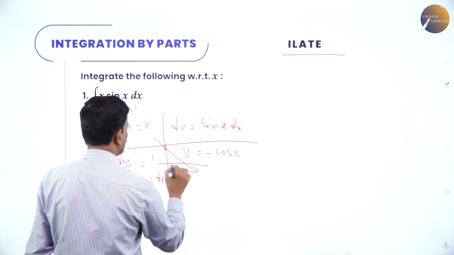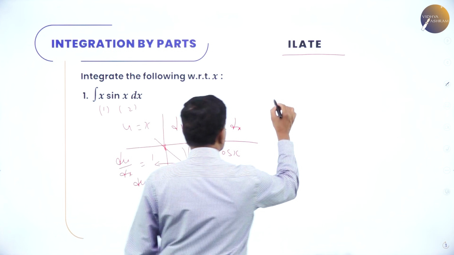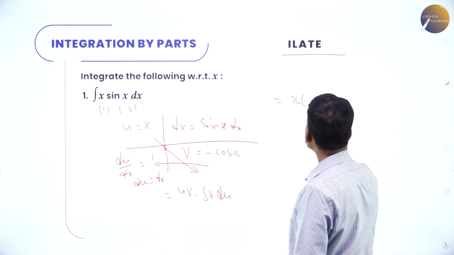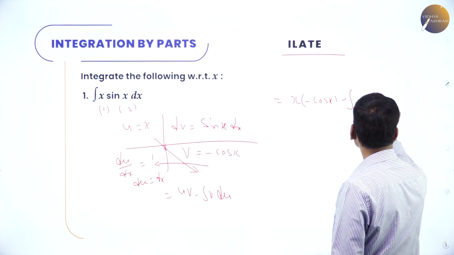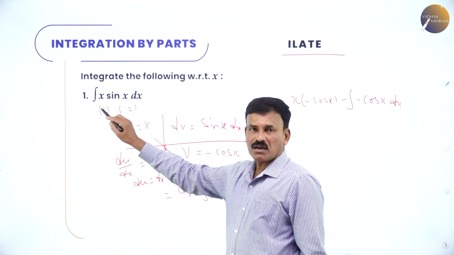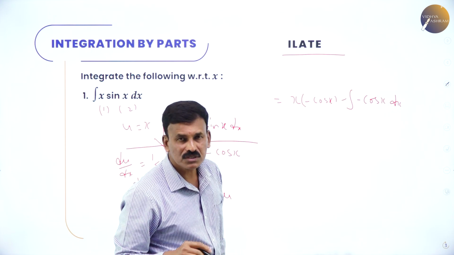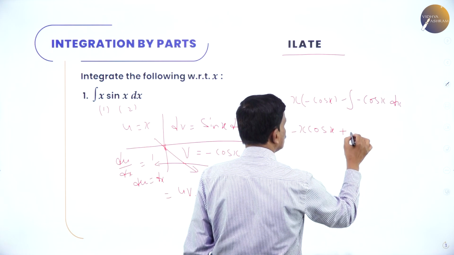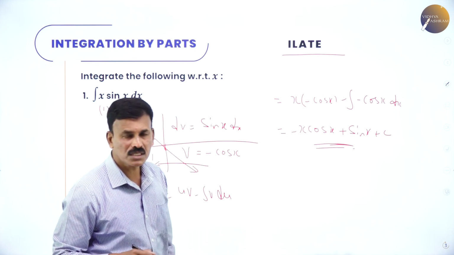What is the formula? uv minus integral v into du. So uv, first function x into v, which is minus cos x, minus integral of v, which is minus cos x, into du, which is dx. See, here the algebraic and trigonometric function is converted into a single function, that is minus cos x. So this can be written as minus cos x, minus into minus plus, integration of cos x is sin x, plus c is the integrated answer. Very important and simple problem.